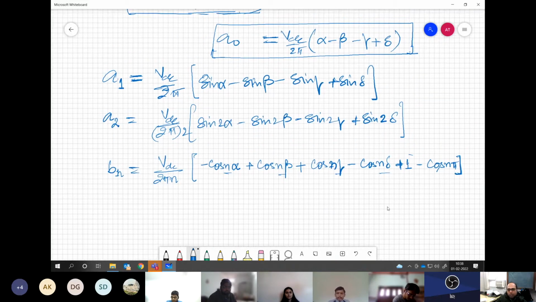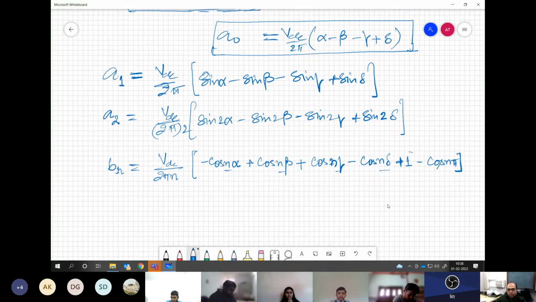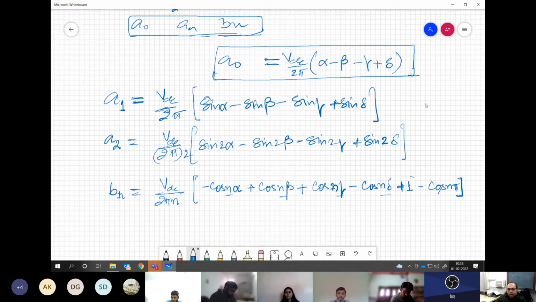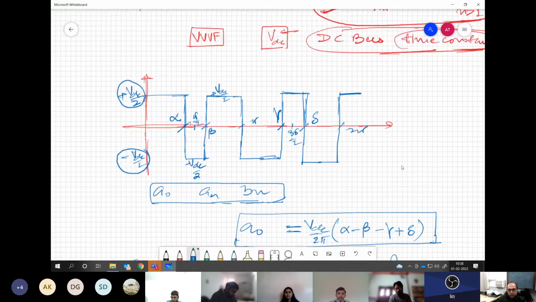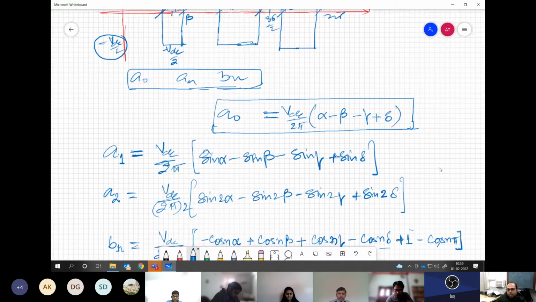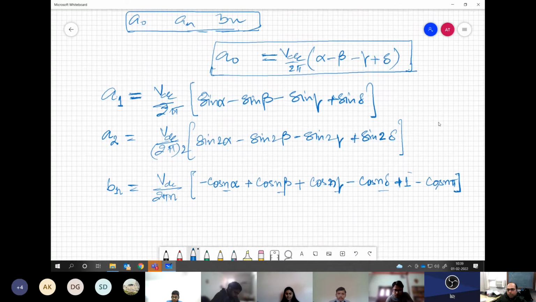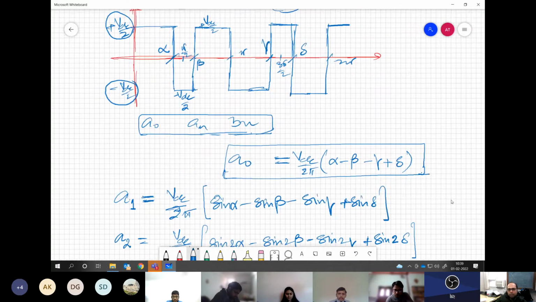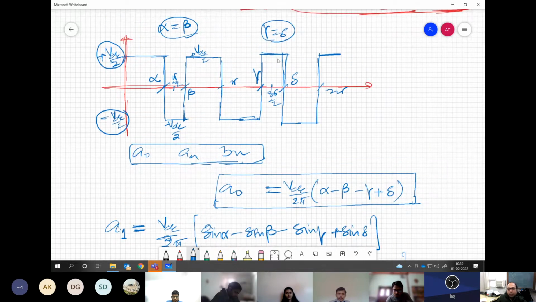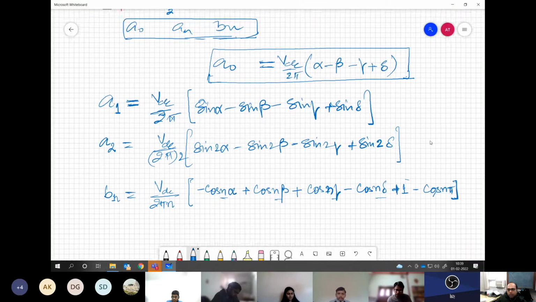Good. Now a few things you try to notice over here: if, let us say, you make alpha equal to beta and gamma equal to delta, ultimately it should come back to your square wave. This is the first check for your expression. You should get the previous value. So let us quickly see if that is happening or not.